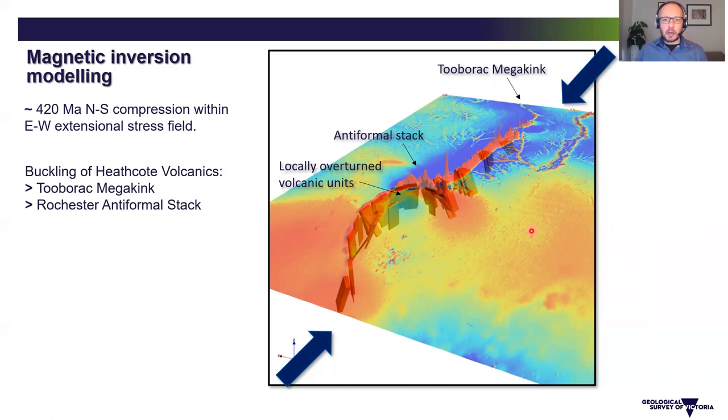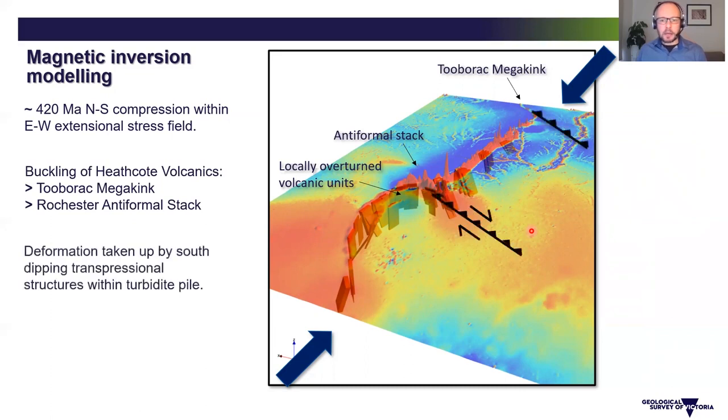So what does that mean about the turbidites? So if there's deformation within the volcanics, there had to be deformation of the turbidite pile as well. And in the south, we see that as a south dipping thrust fault. And presumably there would have to be a similar structure in the north there as well.